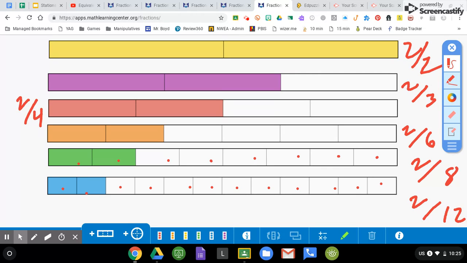Alright, there you have it. Fractions put in order. Fractions equivalent to each other. Fractions.